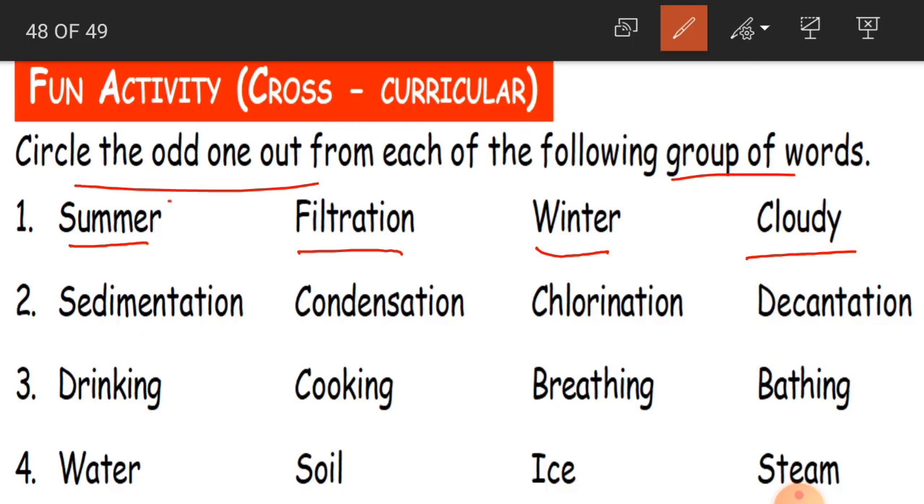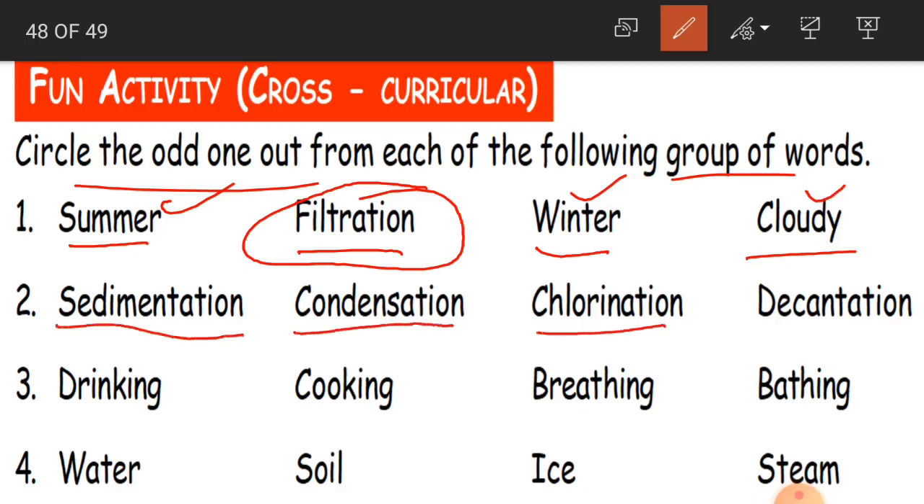Summer, winter and cloudy, these 3 are related to the weather. Filtration is related to the water purification process. So that is why filtration is the odd one. Clear, children? Now we will go with the second one. Sedimentation, condensation, chlorination and decantation. See here, sedimentation, chlorination and decantation are 3 water purification methods, whereas condensation is a state change of water, where water changes into water vapor. So that is why condensation is the odd one.